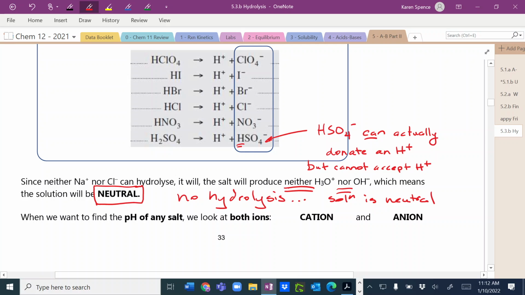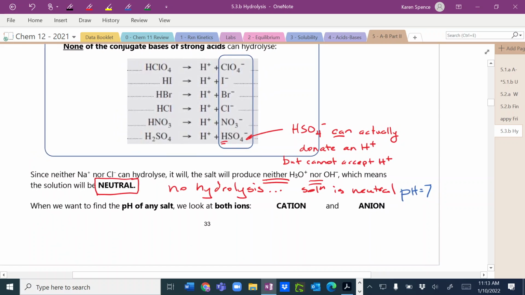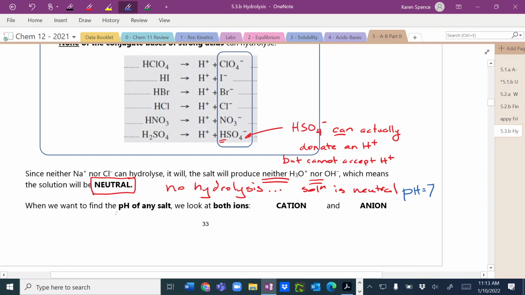And what pH are we at if the solution is neutral? pH is equal to 7. Okay, so remember, if we want to find the pH of any salt, we look at both ions, and I guess that would be a salt solution. Obviously, if it's not dissolved, it doesn't have any pH whatsoever. We have to look at both the cation and the anion.